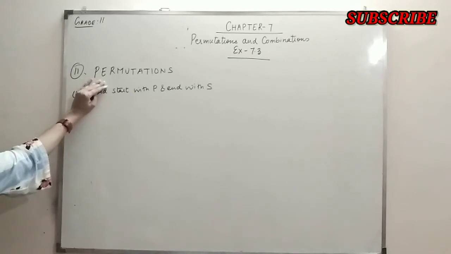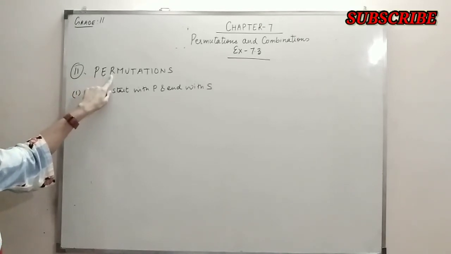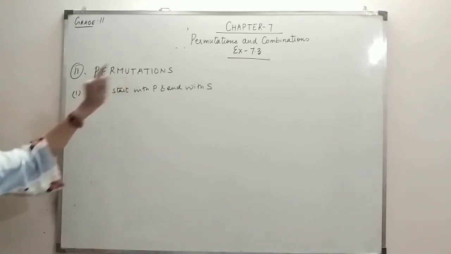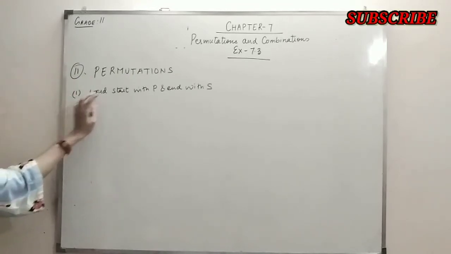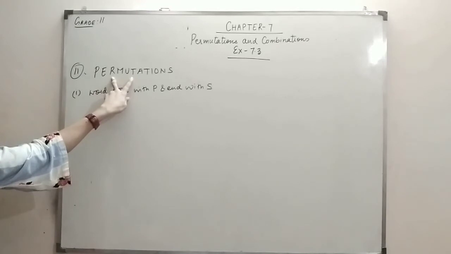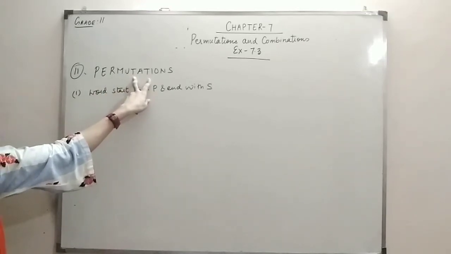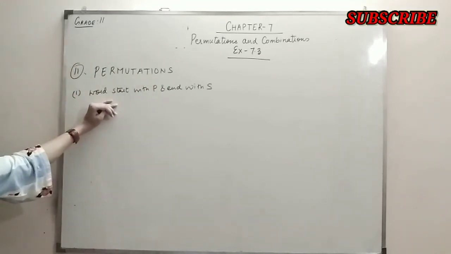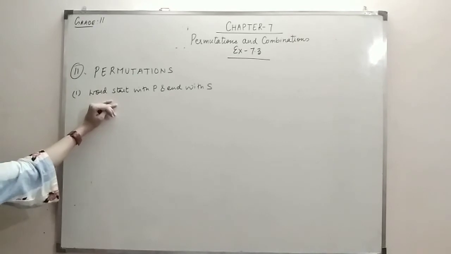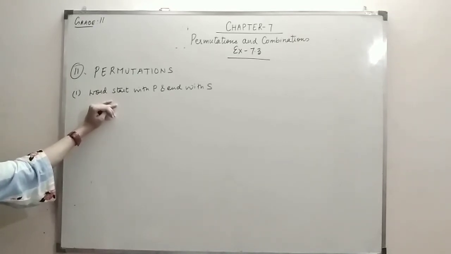If you see in this word permutation, there are 12 letters, right? There are 12 letters, out of which T is repeating. Not all the objects are different here. So here there are 12 letters, and the requirement of the question is that words start with P and end with S.